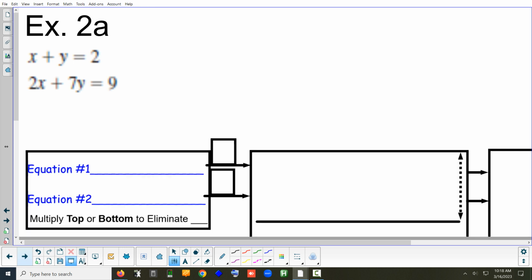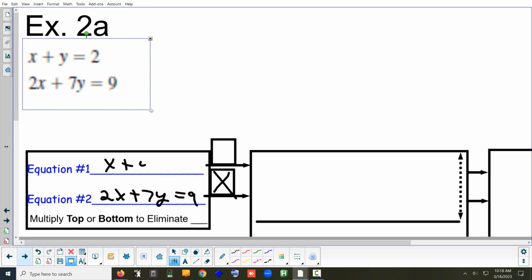So then the bottom equation stays the same. You're not going to multiply that one by anything. So 2x plus 7y equals 9. So we're not using that. But the top one, we're going to have to multiply by something. Let's write it down.